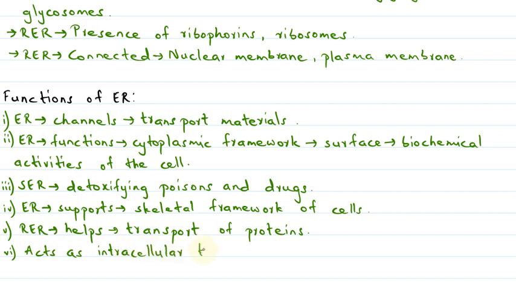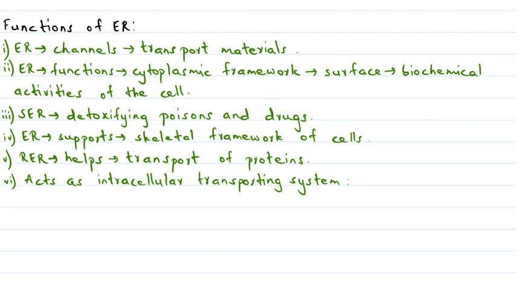Intracellular transporting system. And what happens? Here various secretory products are transported to various organelles, and the pathway we can write here as, it starts with RER, that is the rough endoplasmic reticulum. Then it goes to SER, that is the smooth endoplasmic reticulum. Then to Golgi membrane.